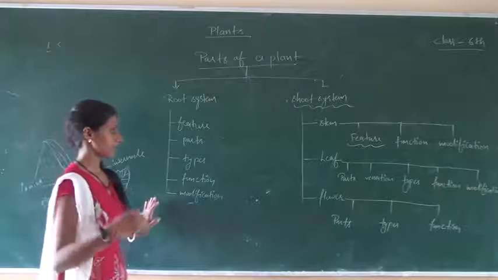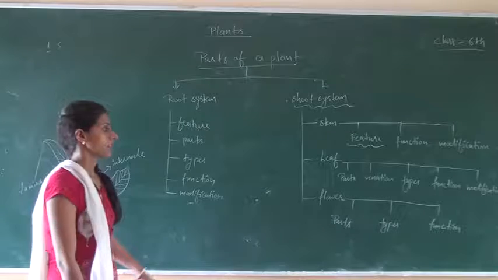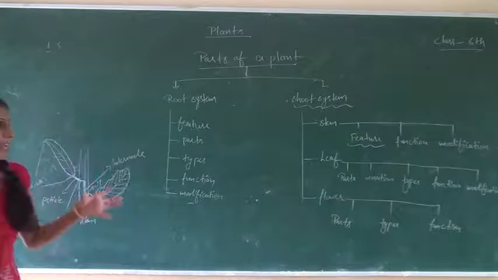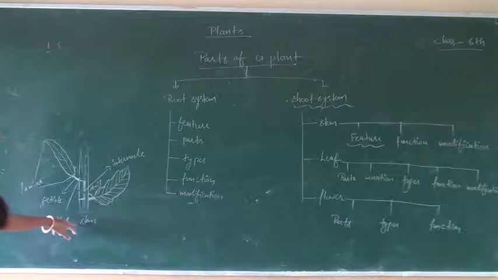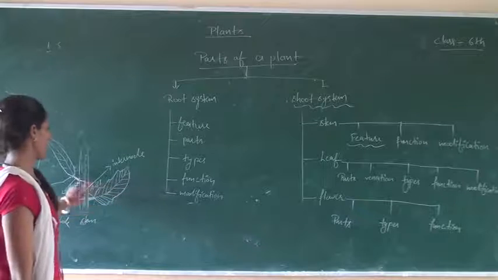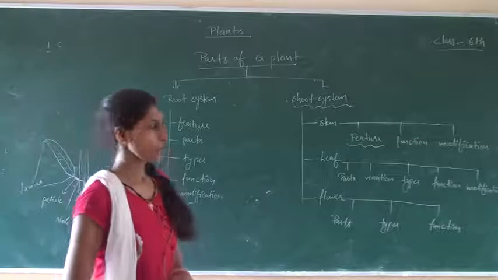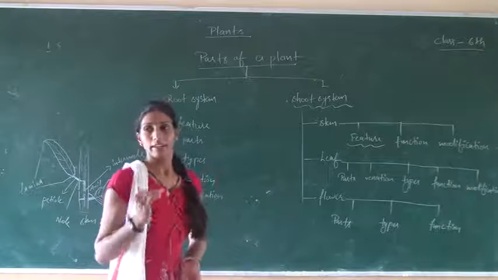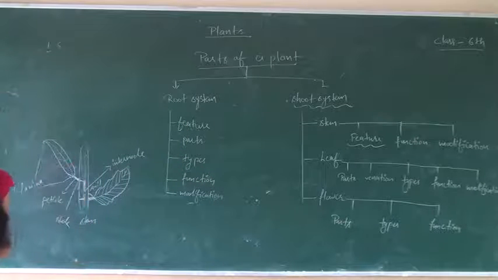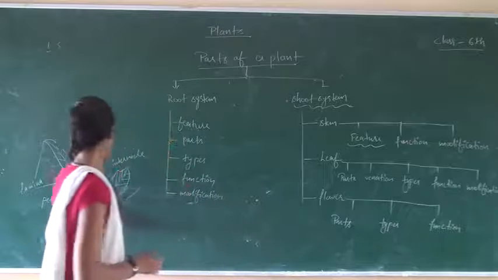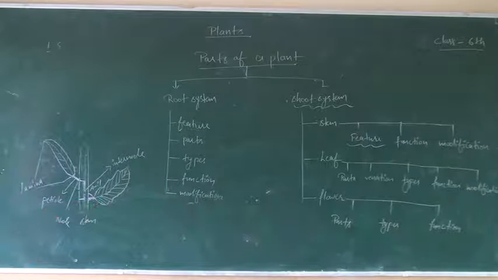After that, we will discuss the features of the stem. Stem has nodes and internodes. We had already discussed that. Stem also bears leaves, branches, buds, flowers, and also fruits. These all are included in the stem. The auxiliary buds give rise to new branches.